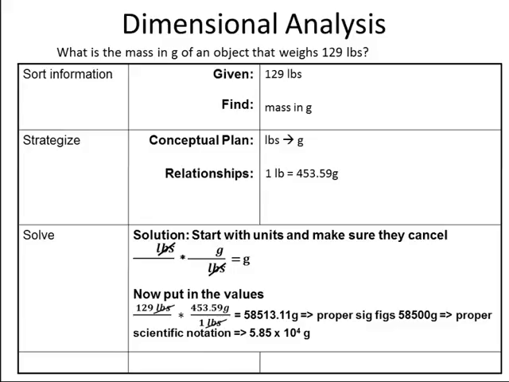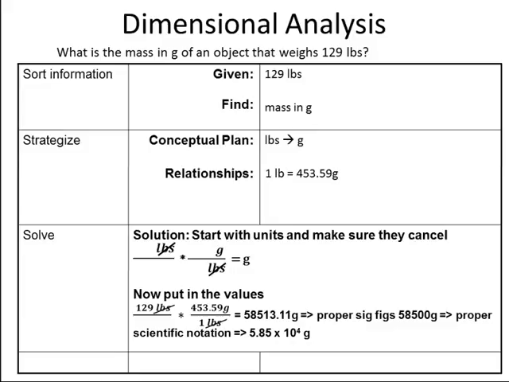58,513.11 grams. Now I need to get that to proper significant figures. So I need to go back and look at the values I'm using. Since I'm doing multiplication and division, I'm going to end up with an answer that's got the same number of sig figs as my measurement with the fewest number of sig figs. So 129 has 3. The 453.59 has 5. And this is where it gets a little bit tricky.